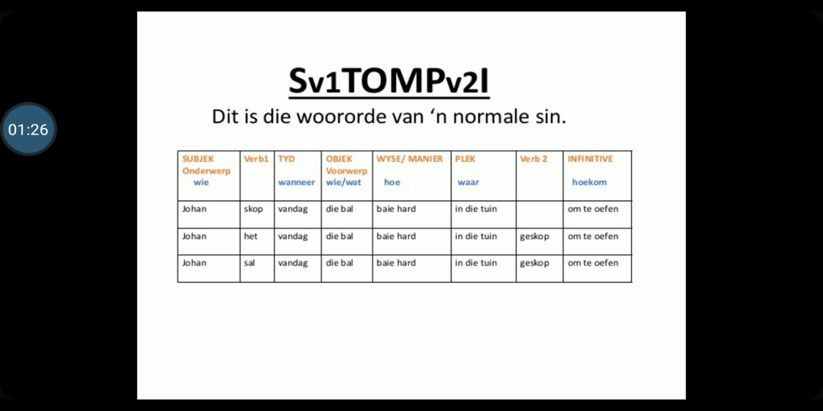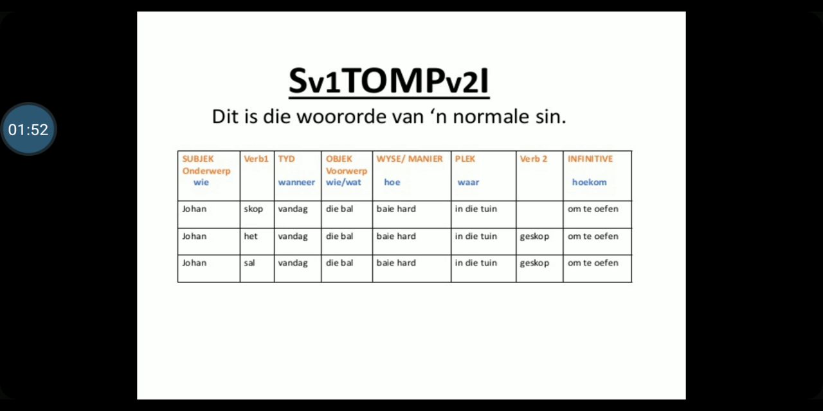Then the M stands for manner, or in Afrikaans die manier of wyse. So this is how the object is treated. So here we have the object as die bal. The verb is skop. Now we want to know how is the ball kicked. So the ball is kicked baie hard, very hard. Okay. Then the P stands for place, or in Afrikaans plek. So that is where it takes place.